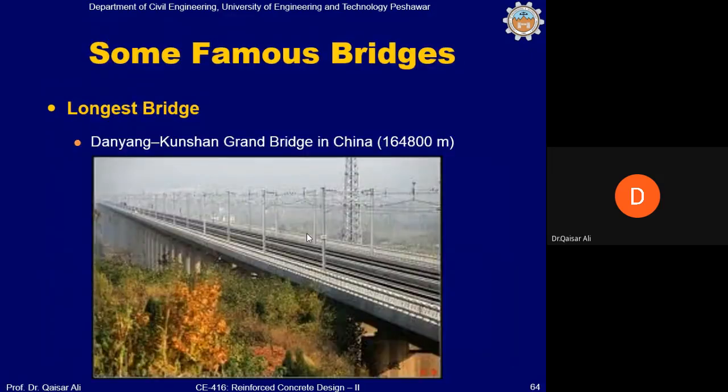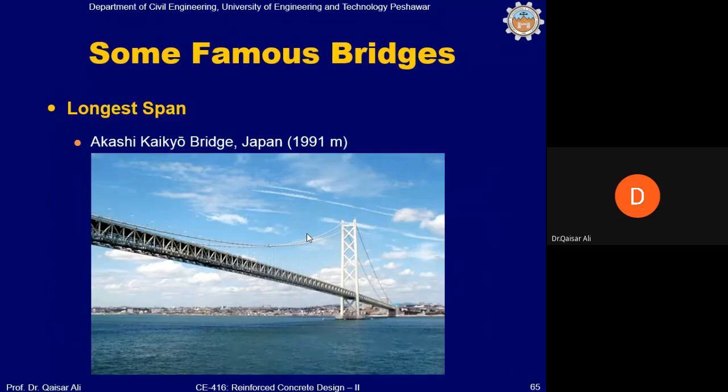These are some bridges. This is one of the longest bridges in the world, the Grand Bridge in China. This is the overall length of the bridge, not span to span, not support to support. The longest span, this is the longest bridge and this is the longest span. The longest span from support to support is in Japan, which is also called the Pearl Bridge or Akashi Kaikyo Bridge. This is around 2 kilometers. It's a suspension cable bridge.